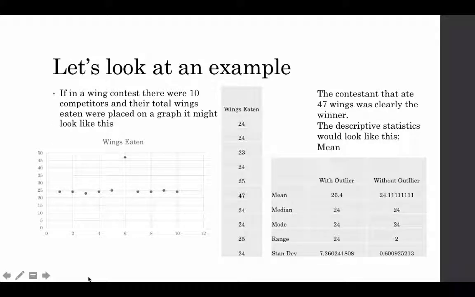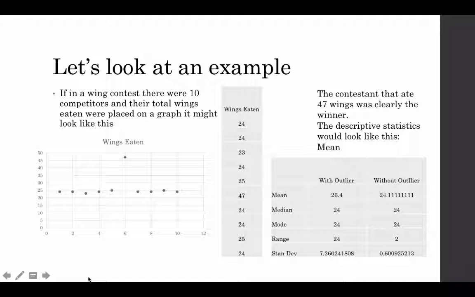And so we're going to look at the results from a wing contest. And so there's a lot of things on this slide. I want to go over each thing kind of individually. So if we start on the left, in a wing contest, there's 10 competitors. Their total wings eaten were placed in a graph. And so if we look in the very center, we have the wings eaten and the numbers. And so then let's look there on the left at the graph. And so on the bottom, you have number of contestants. And on the left, you're going to have the total number of wings eaten.